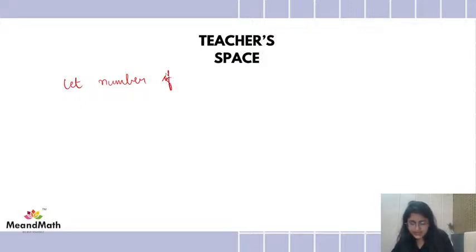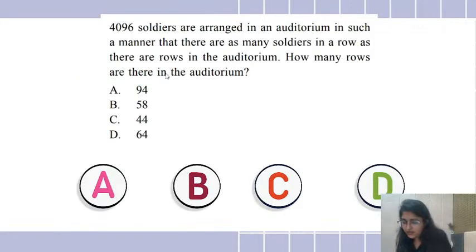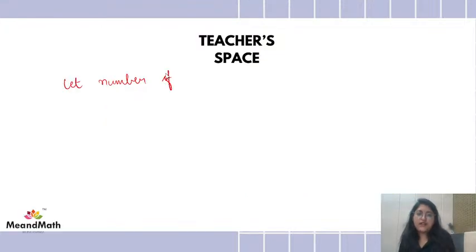okay, Siddharth is saying option D. Option D is what? 64. Yes, very good. Perfect. Very good, Siddharth.